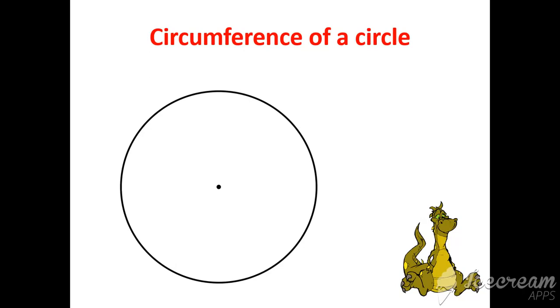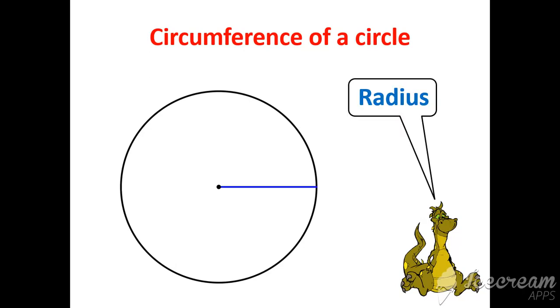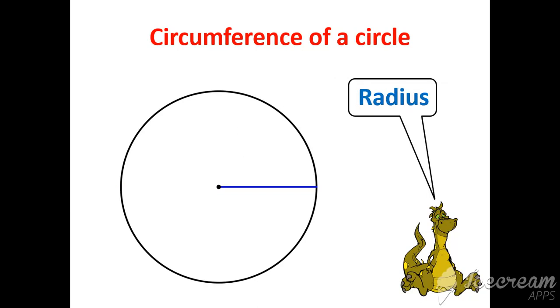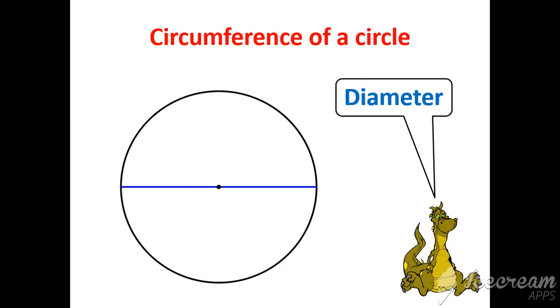Right, a couple of keywords you should know, but in case you've forgotten. The radius is the distance from the center of a circle to the outside. It's got to be a straight line from the center to the outside. The distance right across the circle, passing through the center, is called the diameter. So the radius is halfway from the middle to the outside, and the diameter is right across the circle, passing through that center.